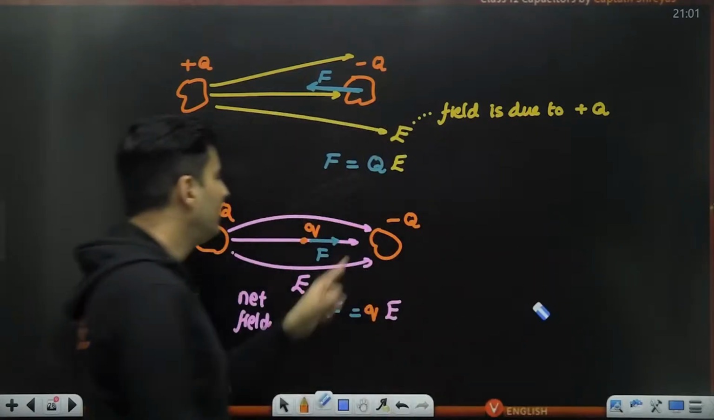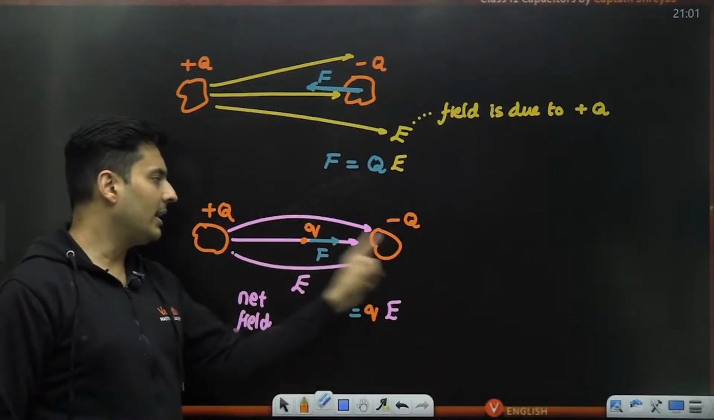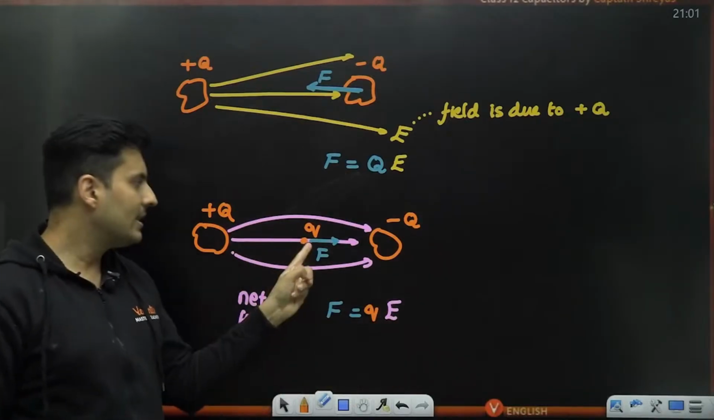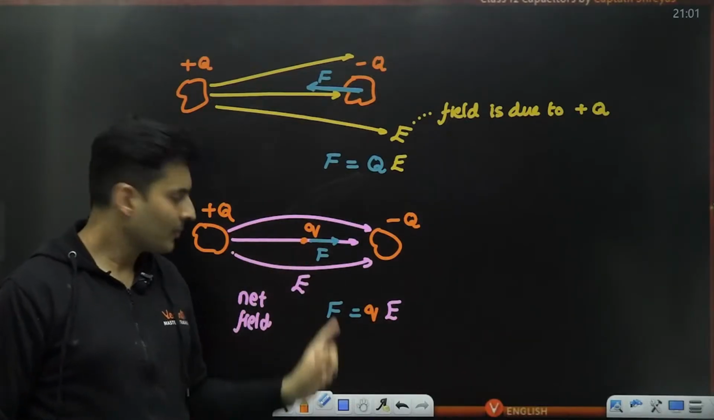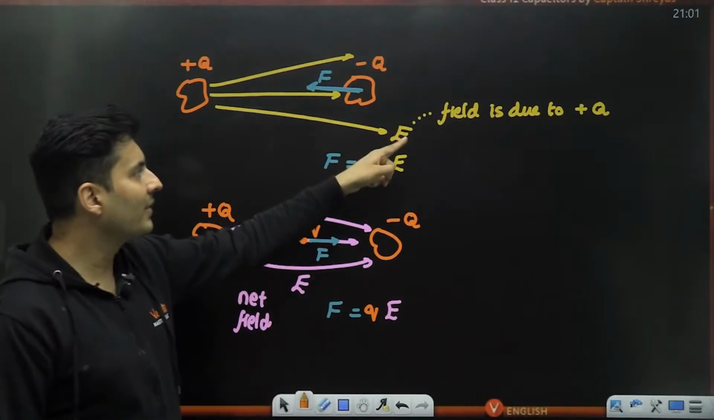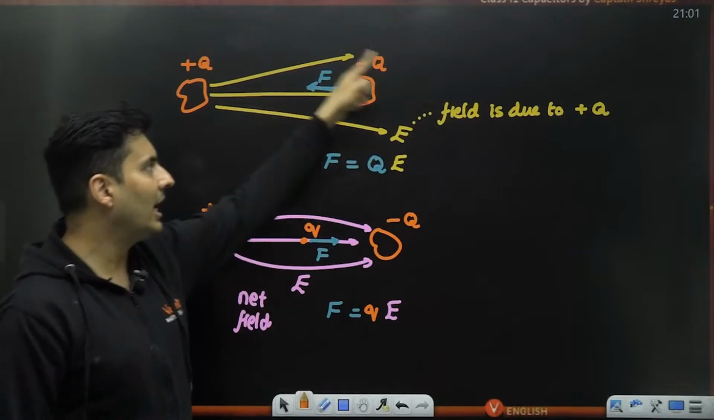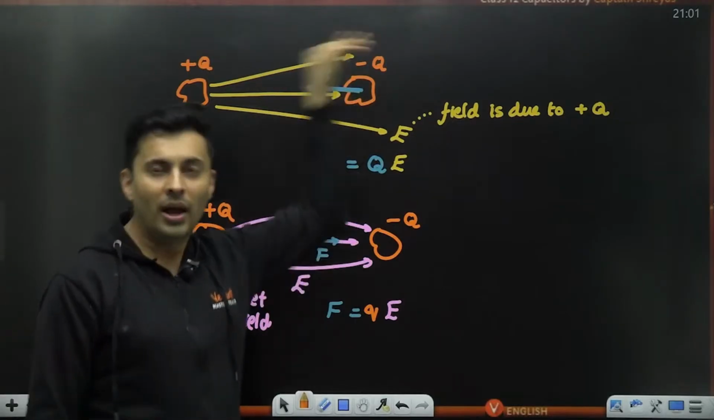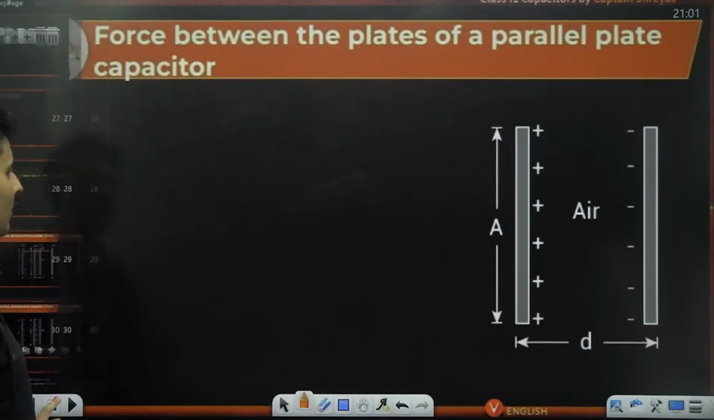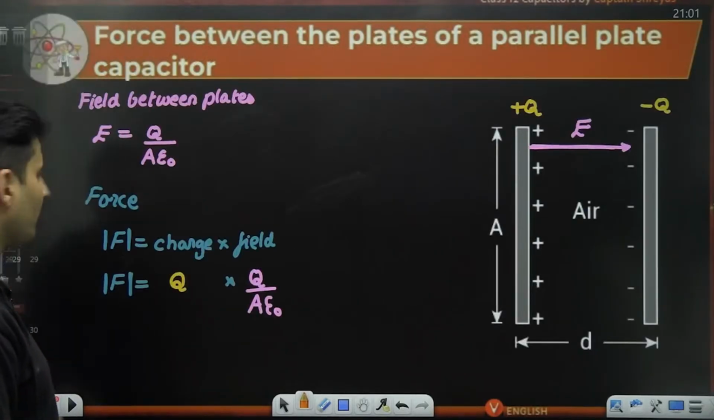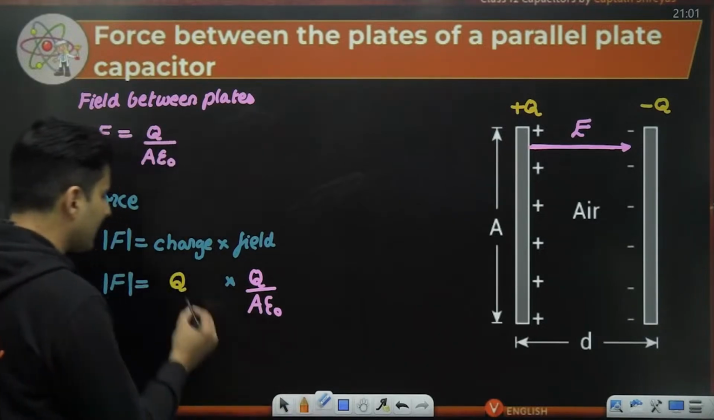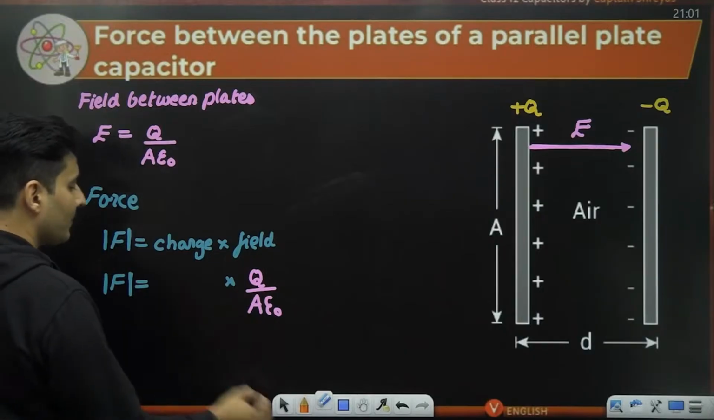So guys, this net field can't apply force on any of these charges, but on a third charge, that becomes external for that, and it can apply a force. So when you use the field due to a single charge, that's when you can find the force on the other charge. So guys, over here, this calculation is 100% wrong. In fact, I can use this calculation for calculating something else.